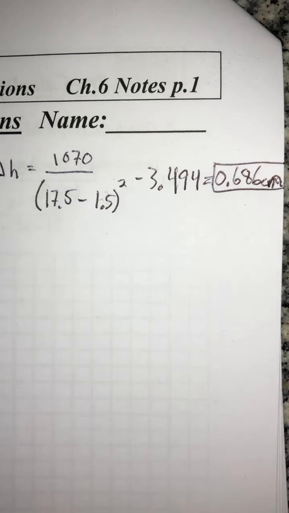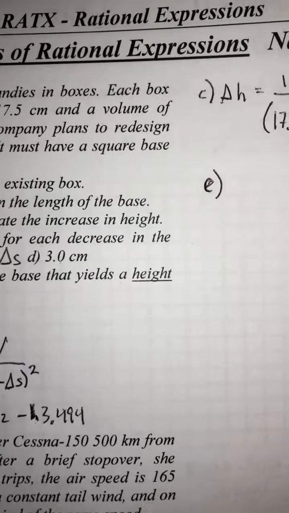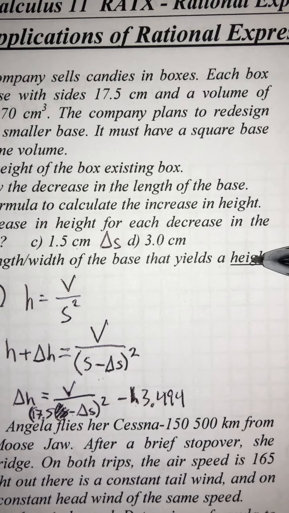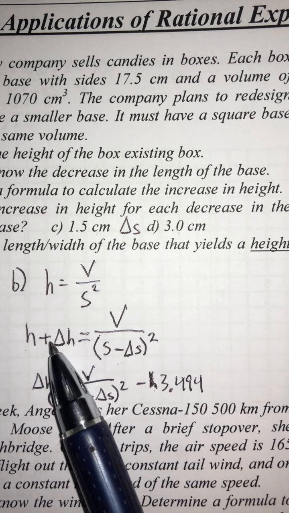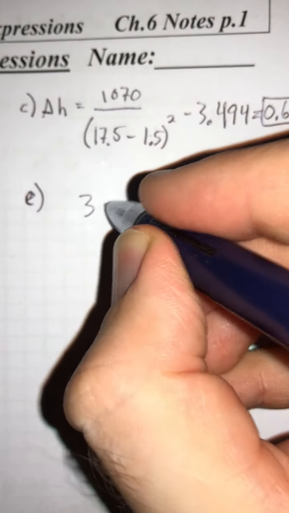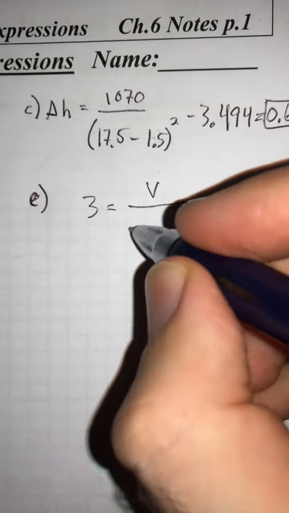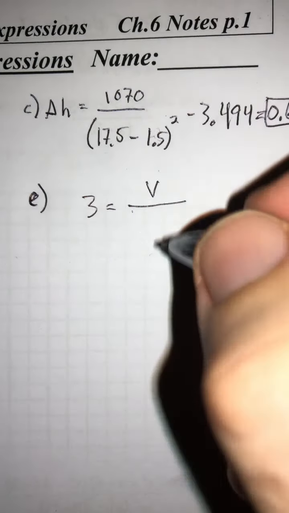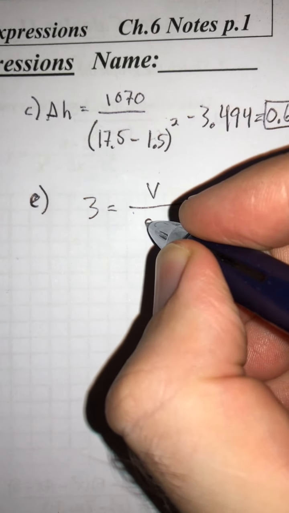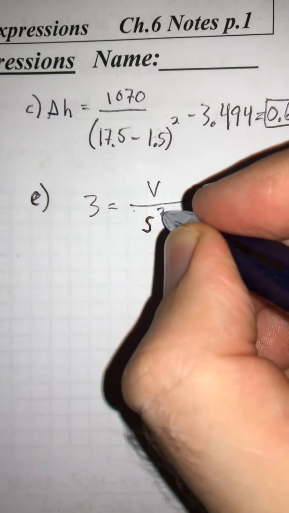you are told what the new height is. So it says, what is the length/width of the base that yields a height of 3? So in this one, we have the height. So we have h plus change in h, this is simply 3. So 3 equals v over, you know what? I'm going to make this simple for you. So let's just calculate what my side is first.